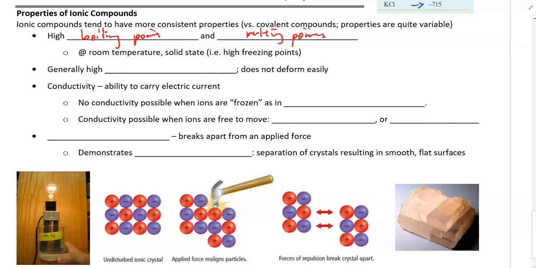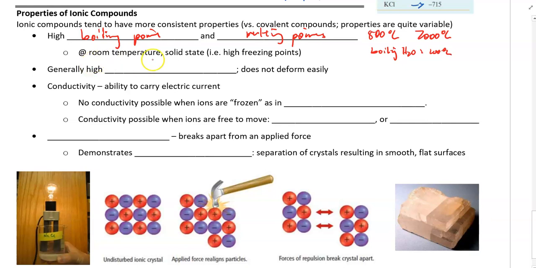Which means it takes a lot of energy for them to melt, which means going from a solid to a liquid. And then it also takes a very high temperature to get to a boiling point where it changes from a liquid to a gas. We're talking about scales of like 800 degrees Celsius up to like 2000 degrees Celsius, right? Remember, for reference, boiling for water is at 100 degrees Celsius. So for ionic compounds, that's 800. That's a lot more temperature, right? A lot higher temperature anyway.